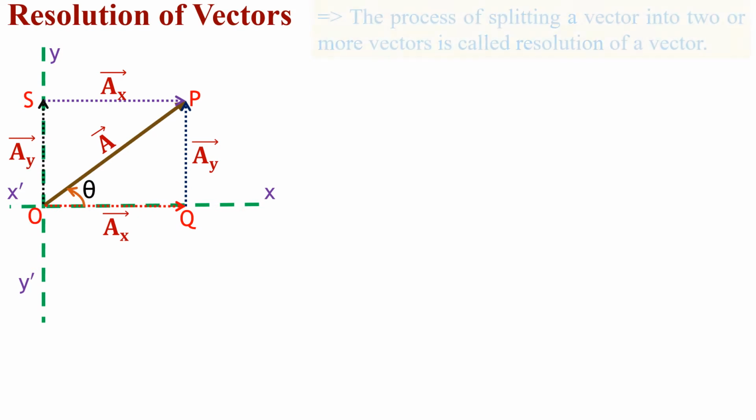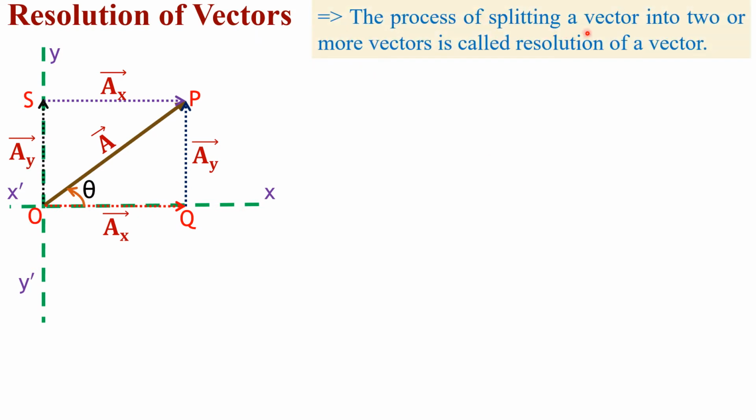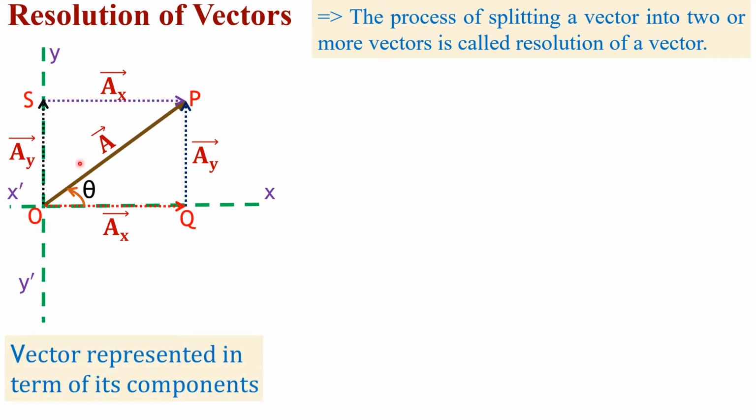Resolution of vectors. The process of splitting a vector into two or more vectors is called resolution of a vector. And the vectors obtained from this process are known as components of the vector. We have vector A on the Cartesian coordinate system making an angle theta with the x-axis. This vector A is denoted by line OP.